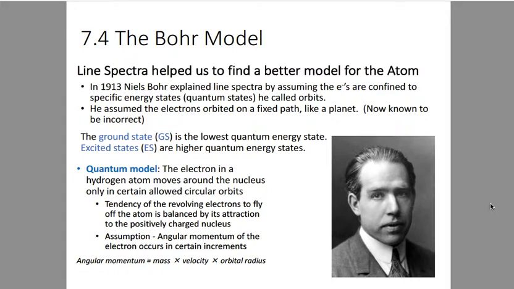The tendency of the electron to fly off the atom is counteracted by the attraction of the charge, right? So again, this concept is still very similar to Bohr's in the fact that we know that the nucleus is positively charged and the electron is negatively charged. So the reason the electron isn't flying off into space at any given time is because of the attraction between the positive and negative charges.